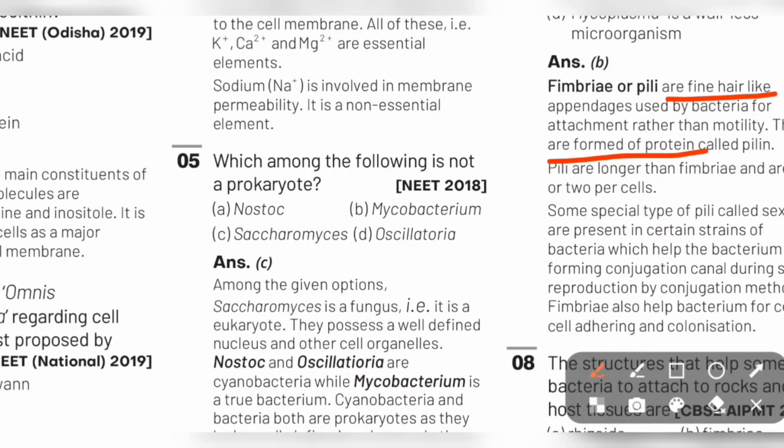Pili are longer than fimbriae and are 1 or 2 per cell. Some special type of pili called sex pili are present in certain strains of bacteria which help the bacteria in forming conjugation canals during sexual reproduction by conjugation method. Fimbriae also help bacteria in cell to cell adhering and the colonization.